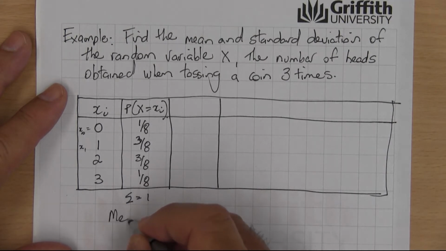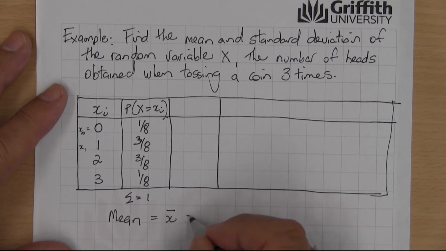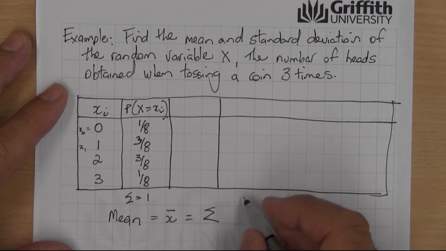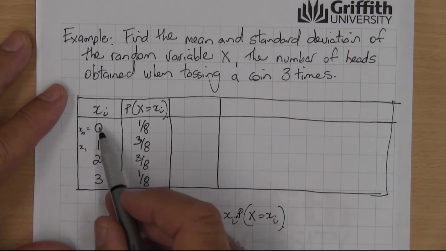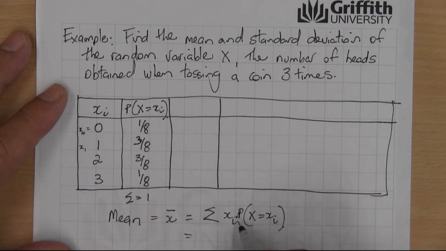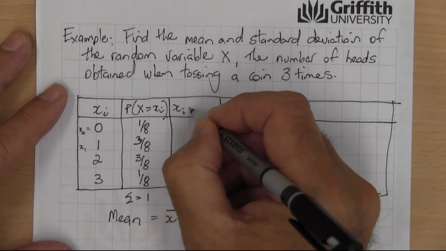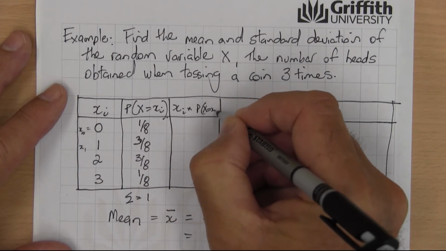Now from our rule, we know that the mean of a distribution, which we denote by x bar, is equal to the summation of xi times P(X = xi). So there is a multiplication between those two. Now xi we've got is this column, and we've got P(X = xi), which is this column. So we're actually just going to make our third column xi times P(X = xi).